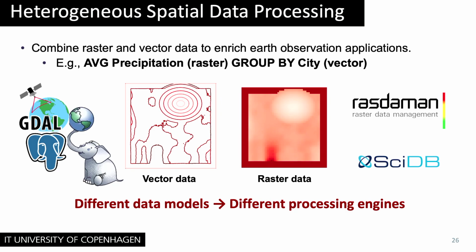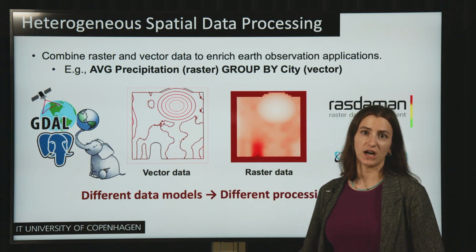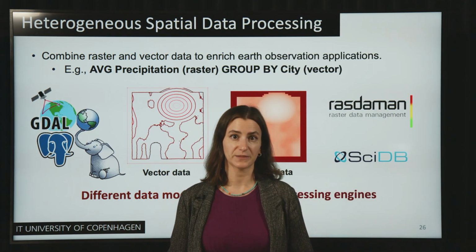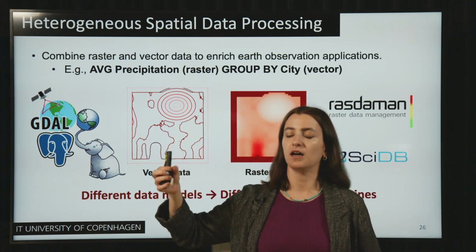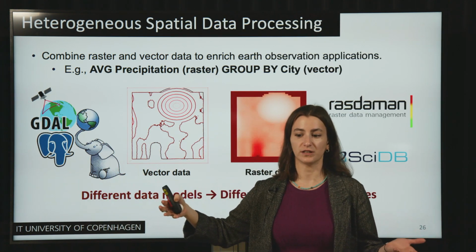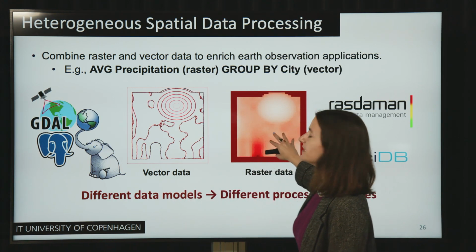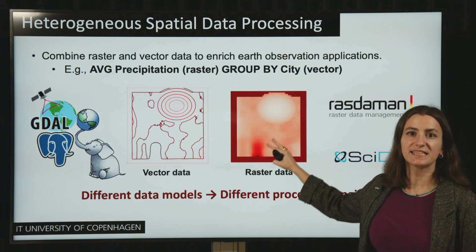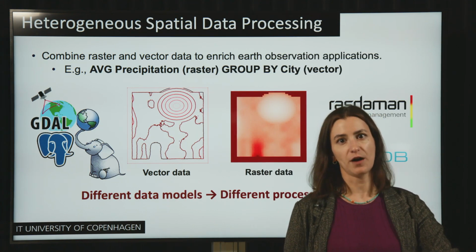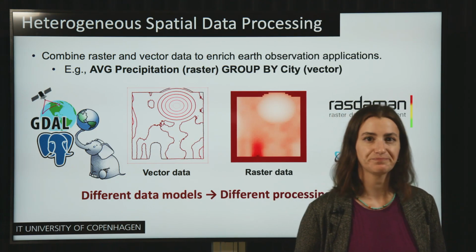Now, the slide here shows you how the vector and the raster data models look. The vector data model represents spatial features with their geometries. Typical geometries can be points, like, for example, a GPS location, lines like roads or rivers, and polygons that can be region boundaries. On the other side, the raster data model represents the study area as a collection of pixels, where each pixel is associated with a geographic location, and satellite images conform to the raster data model.